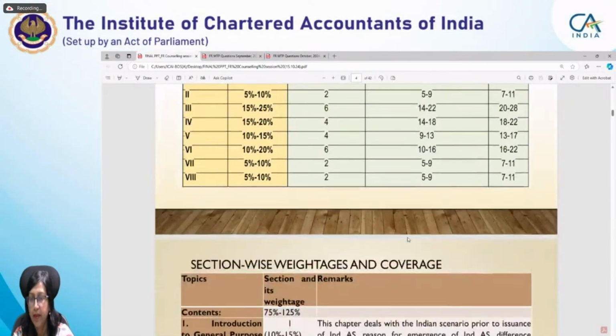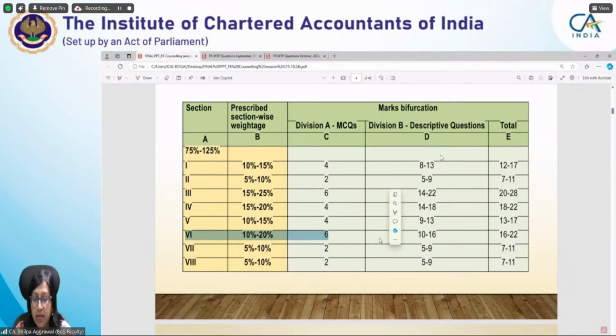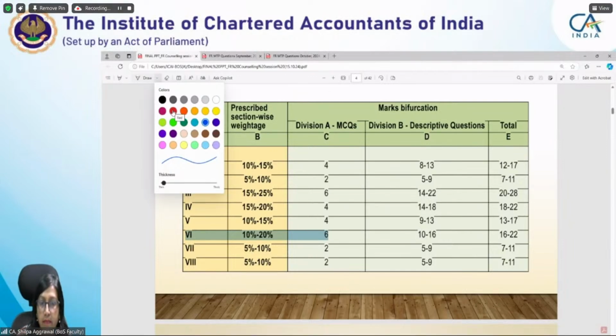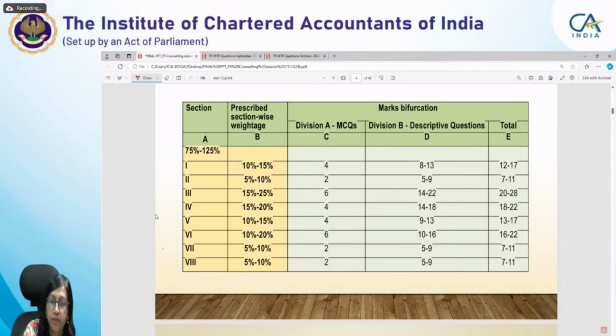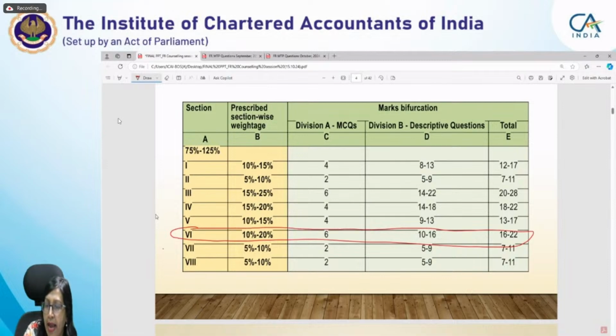Okay. Next, we move to section wise weightage and coverage. I just come back to this slide. Like what I was saying, this particular section 6 is on consolidated financial statement. A maximum question which may be asked in your examination for each will be of 14 marks. So one question of 14 marks is possible here because it falls within the range of 10 to 16. So in general, your question for consolidation will be of 14 marks.